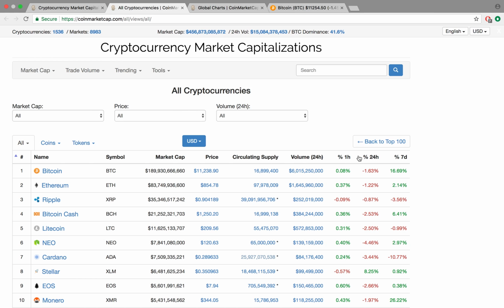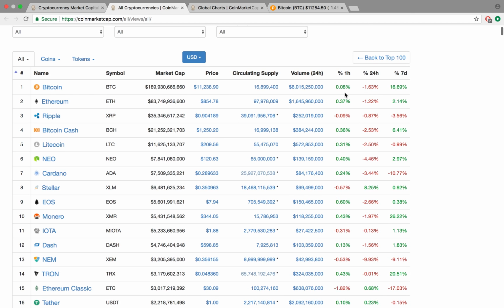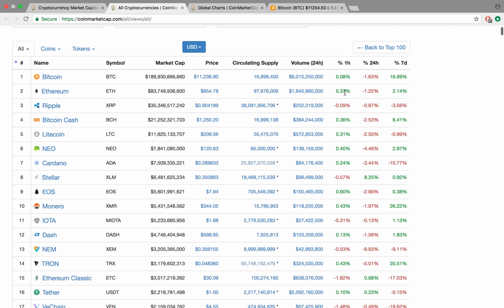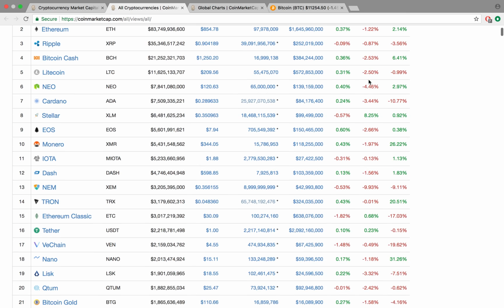The one thing that I like about viewing all the coins is that it gives you hour, 24-hour, and 7-day percent change. So you can see which ones are starting to go in the green. We can see here Bitcoin is going a little bit into the green in the last hour or so. It's only down a little bit over 1.5% for the day. It's up almost 17% for the last 7 days. And this view gives me a better idea of what's going on in the market.